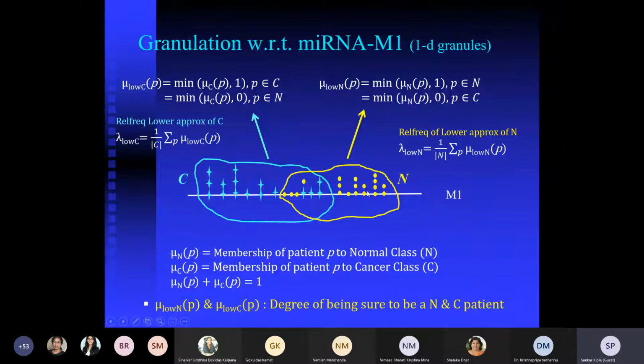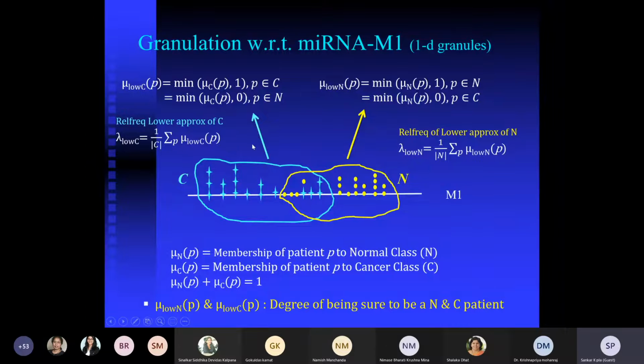Similarly, I compute the relative frequency of the lower approximation, which is basically the probability. For a membership value, you are basically computing the probability, 1 by N and 1 by C, computed over all the samples. So it is cardinality over C, that is the number of cancerous patients, the number of normal patients. So I have lambda low C, a relative probability of occurrence. We have got lambda low N.